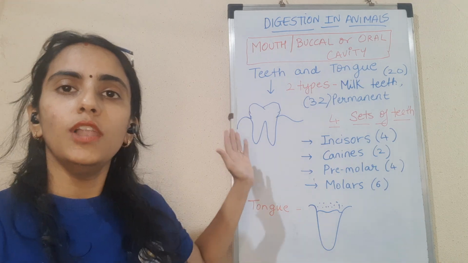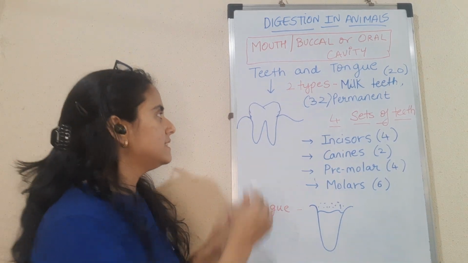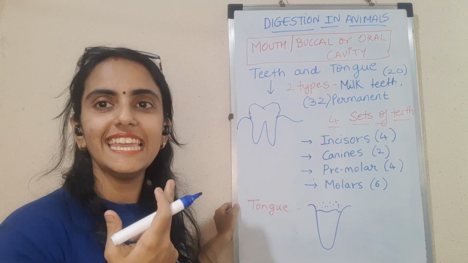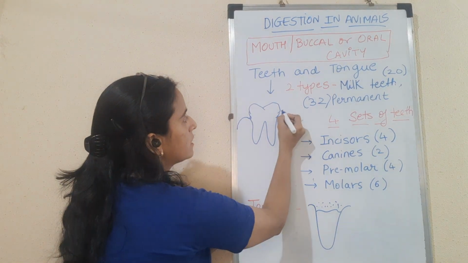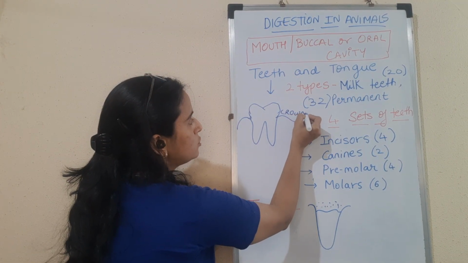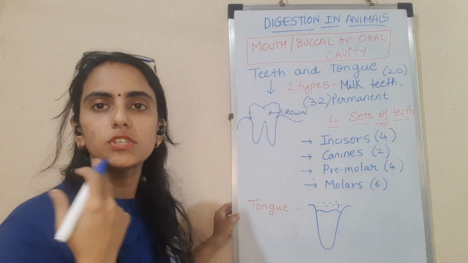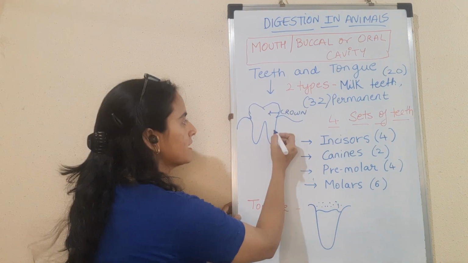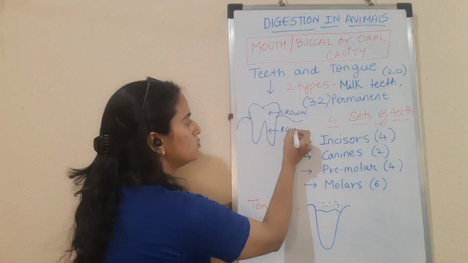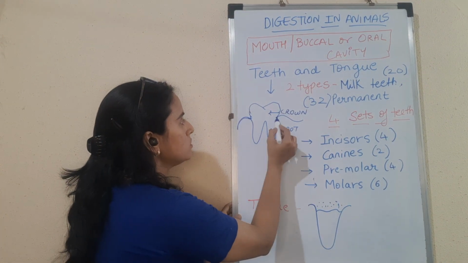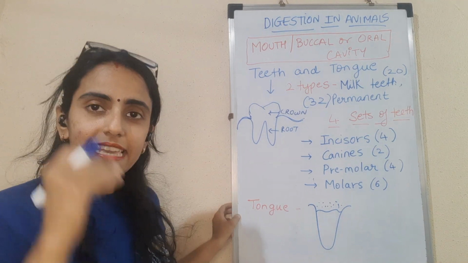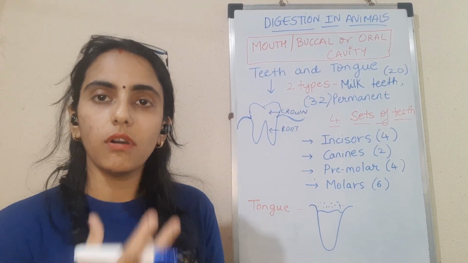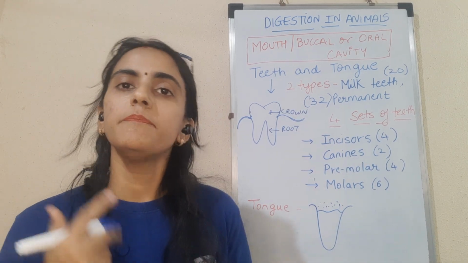Okay, so now look at the structure of the tooth. This upper part of the tooth, the white part that we can see in our mouth, is called the crown. The lower part of the tooth that we cannot see is called the root of the tooth. And this tooth is present inside a pink colored organ, you can say, that is called the gums, right?